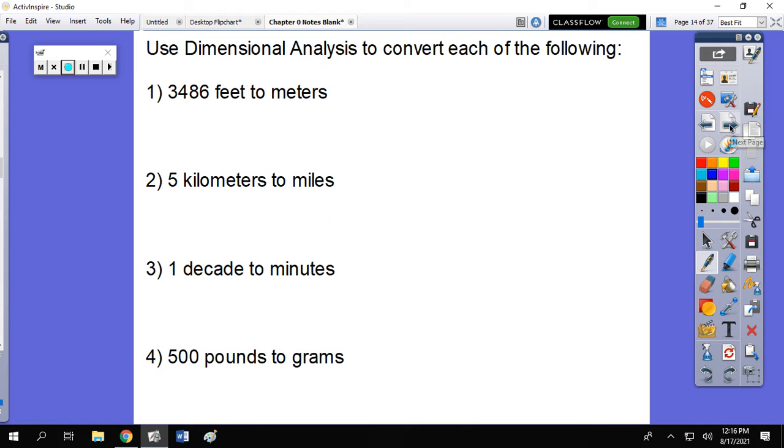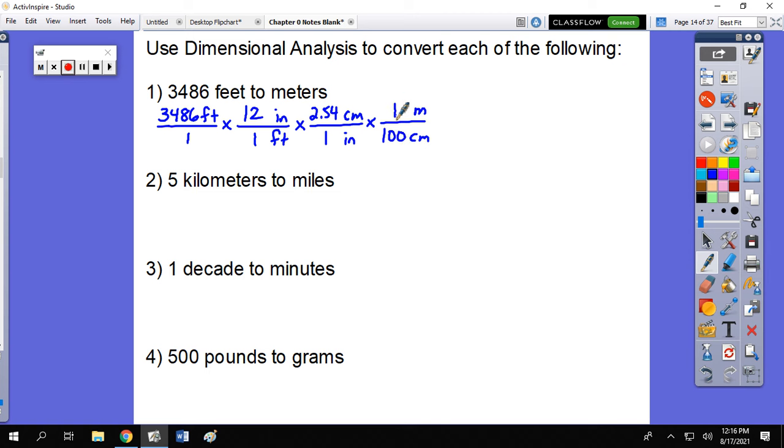Okay, so if we want to convert feet into meters, we saw that once already. We are going to take 3,486 feet, put it over 1. Now we don't have a measurement in our list to go directly from feet to meters. We need to go from feet into inches, which is 12 inches is equivalent to 1 foot. Then we need to go from inches into centimeters. There are 2.54 centimeters in 1 inch. And then we need to go from centimeters into meters. There are 100 centimeters in 1 meter.